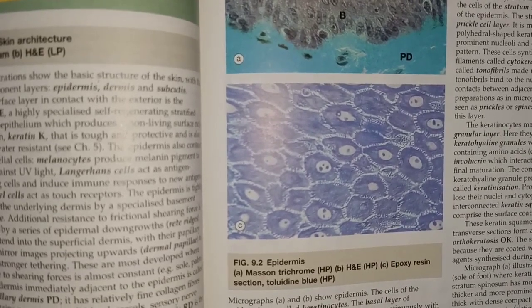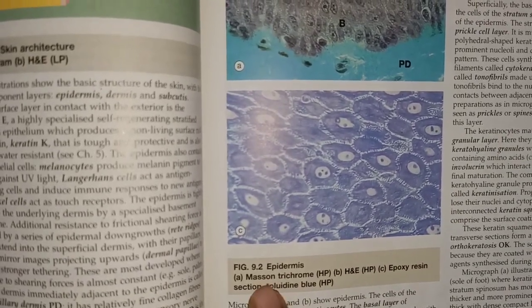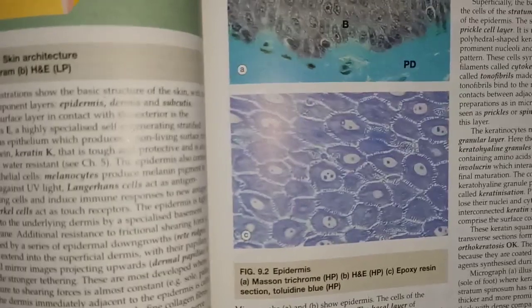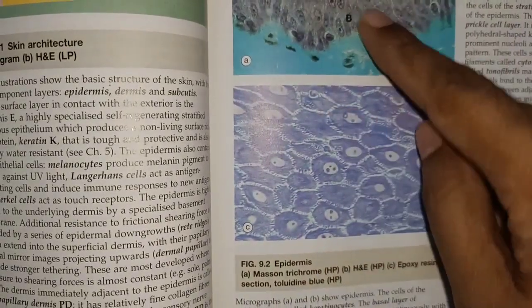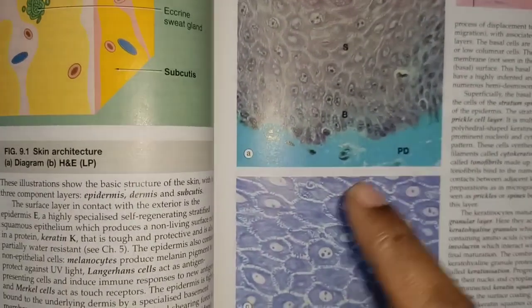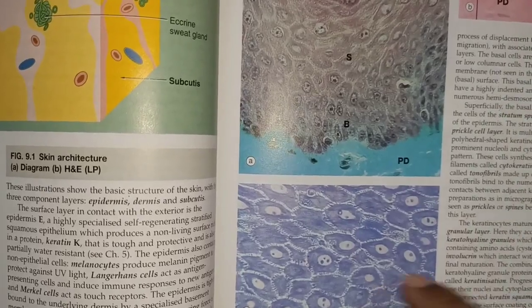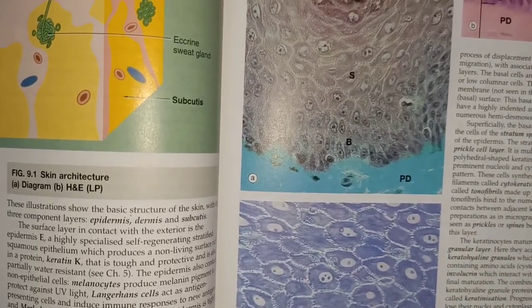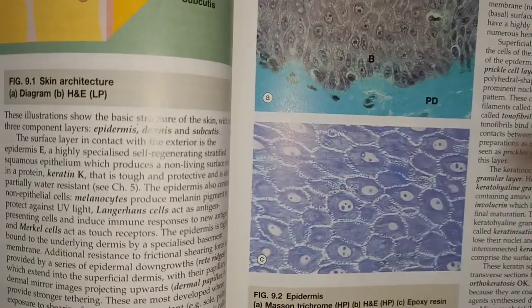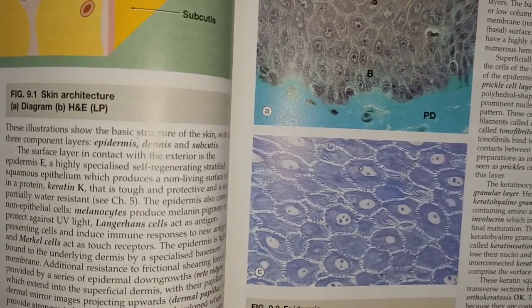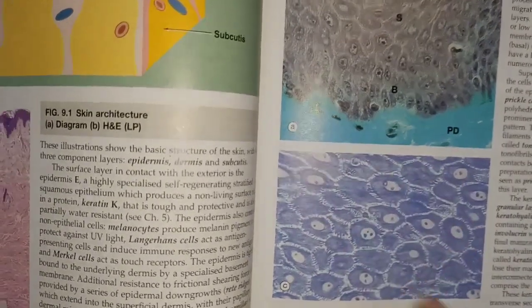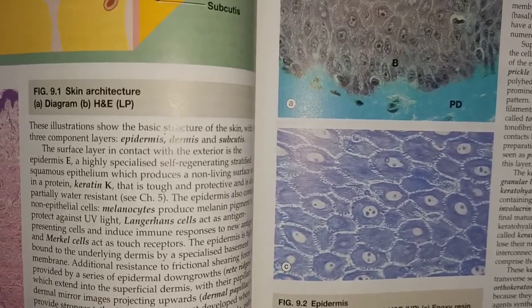This is under the stain called Masson's trichrome stain. Sorry, A is Masson's trichrome, B is H&E, and C is epoxy resin stain, and toluidine blue. They explain three stains. So forgetting about the stain, we just see the cells, how they are arranged, the architectural orientation.